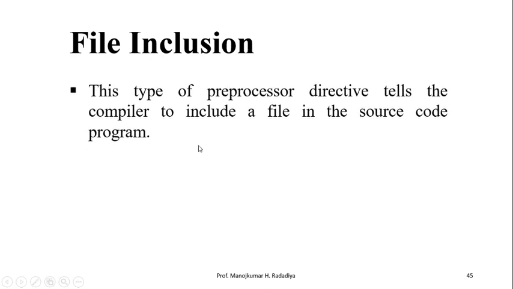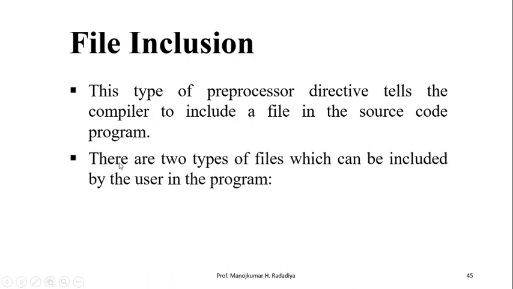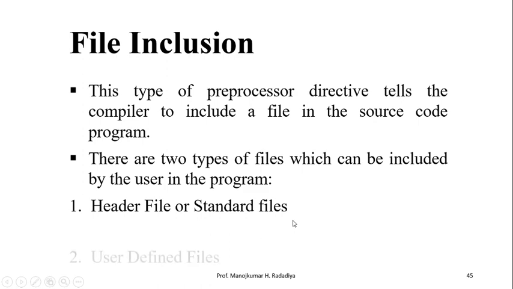Now the second type of preprocessor is file inclusion. This type of preprocessor directive tells the compiler to include a file in a source code program. That means when we want to include some file in our program, we can go with the file inclusion preprocessor. There are two types of files which can be included by the user in the program. The first one is called header files or standard files, which we have all used, and the second is user defined files, which is new to us.